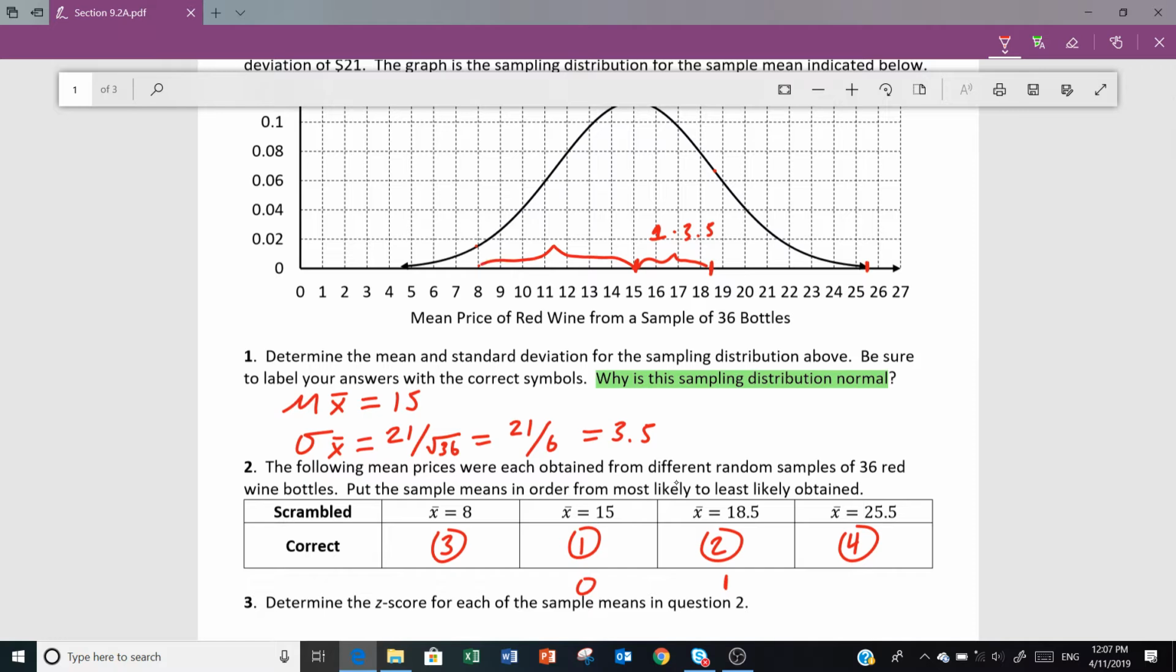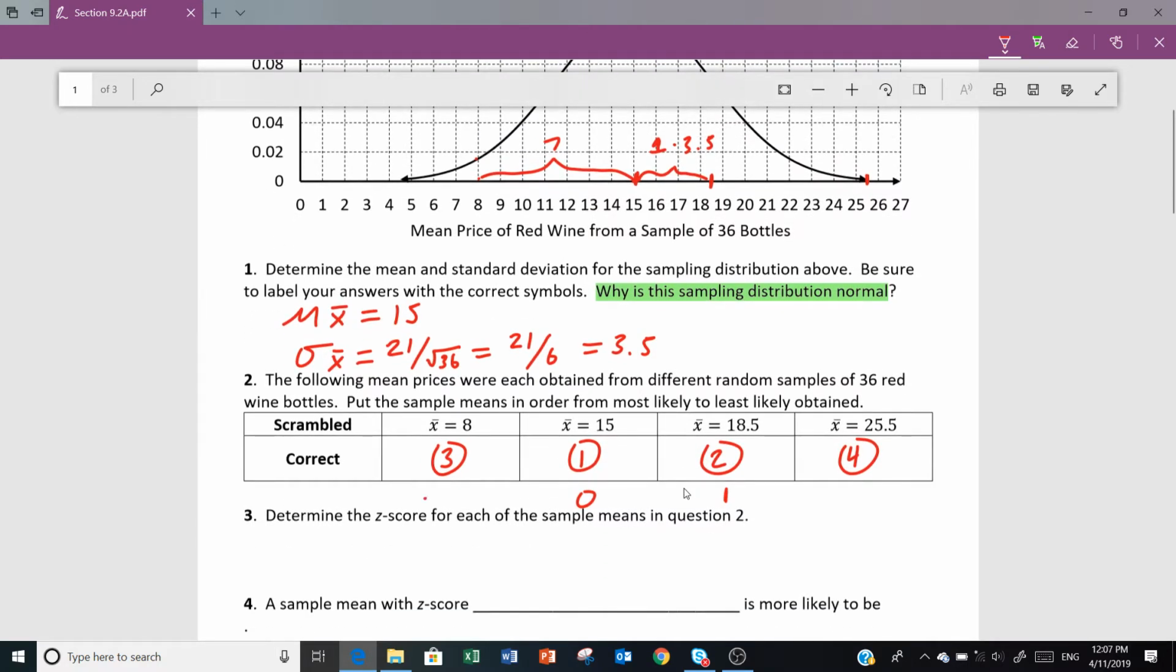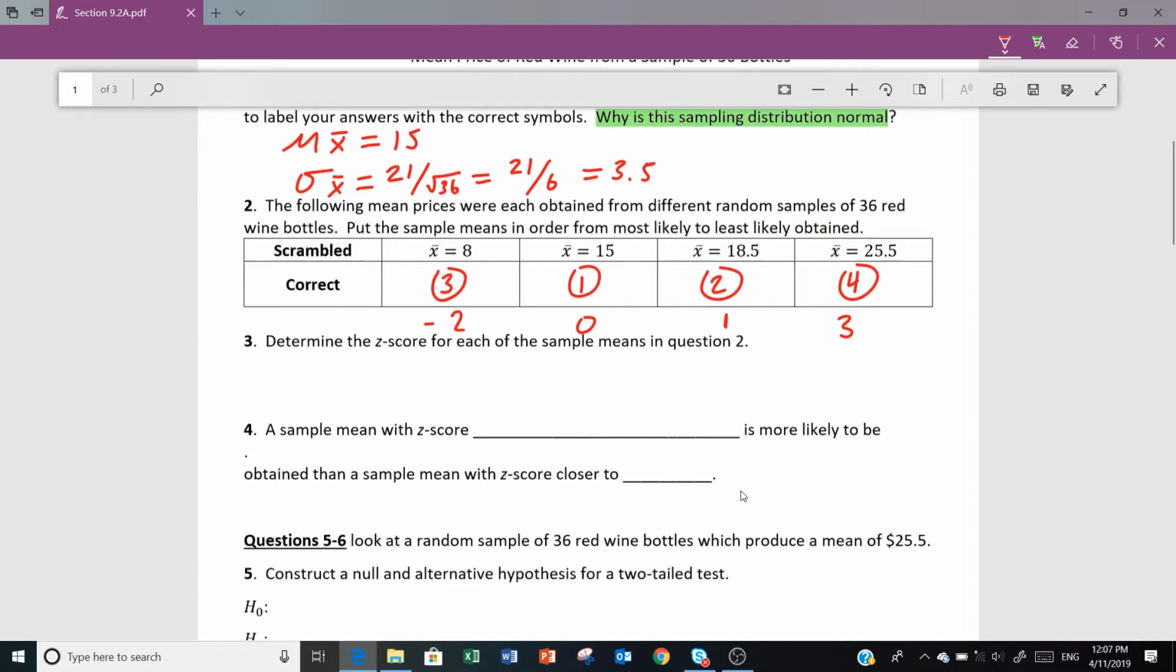Okay, 8. Good. If we look here, you have to take 7 off to go from 15 to 8. That's 2 standard deviations below. So that one's negative 2. And 15.5 is 3 standard deviations because you have to add 3 standard deviations to go from 15 to 25.5. That's 10.5. We could have also used the formula and we could have done 25.5 minus 15 over 3.5. That would have also given you 3. Okay, any questions on how I got the z-scores?